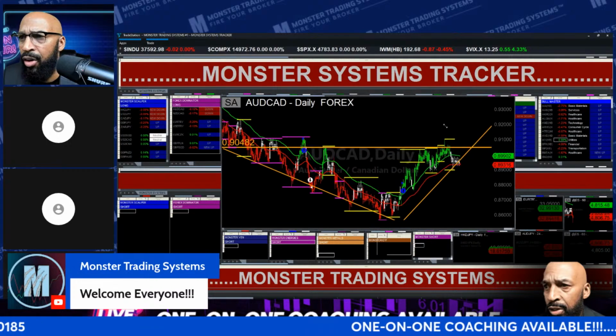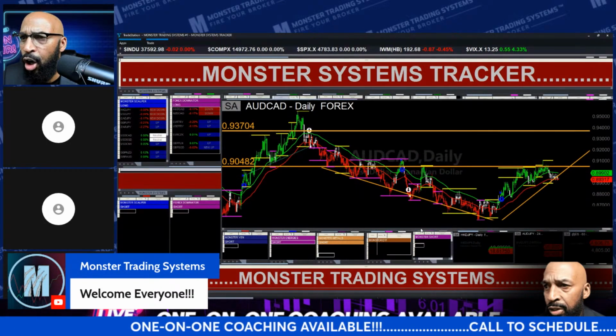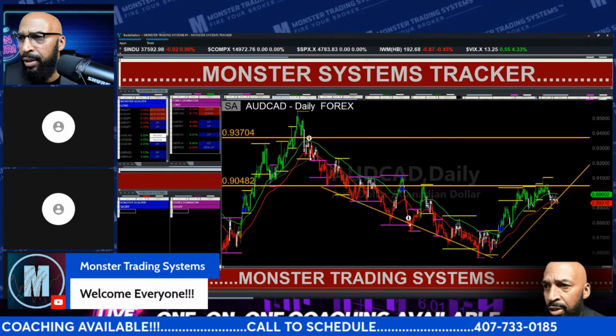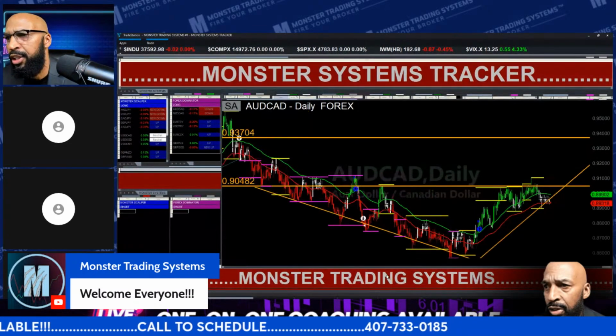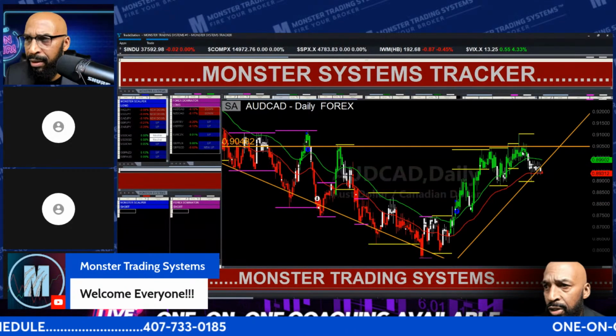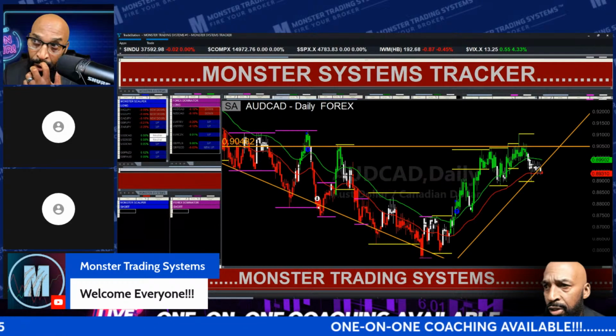Aussie CAD in Forex Dominator, on the daily time frame. Look at this one here. Buy signal is here, guys. Reached its target. All right. If you wanted to, you could have taken profits here on this white candle.